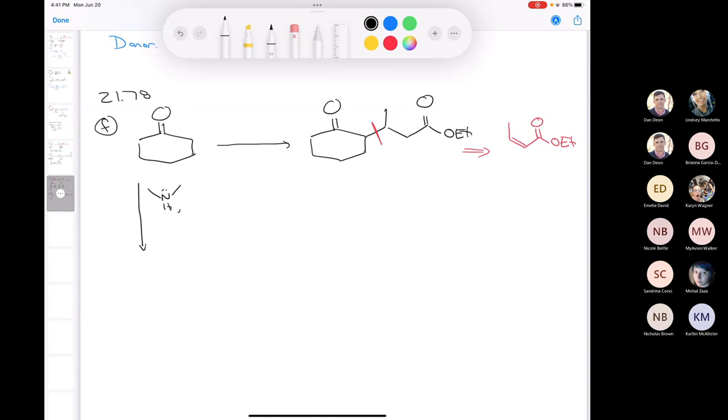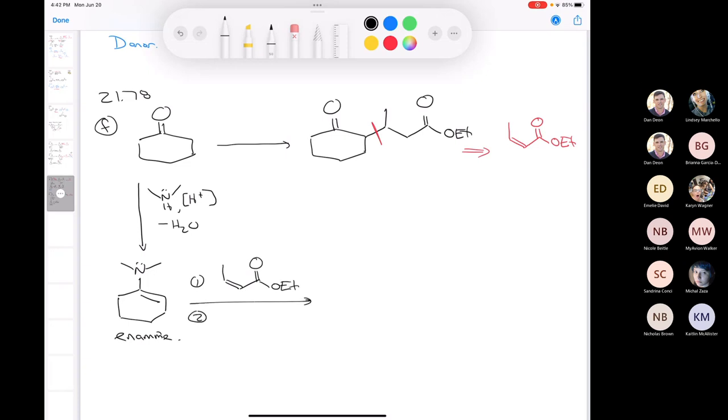We're just going to convert it into the enamine. So we use dimethylamine, a catalytic amount of acid, and then we're going to remove water, and we draw our enamine. It's the same one we had in the last question. So it looks like this. This is our enamine. So this is going to be our Michael donor. Then we draw in the Michael acceptor, which looks like this. And then we're going to treat that with aqueous acid in the end.